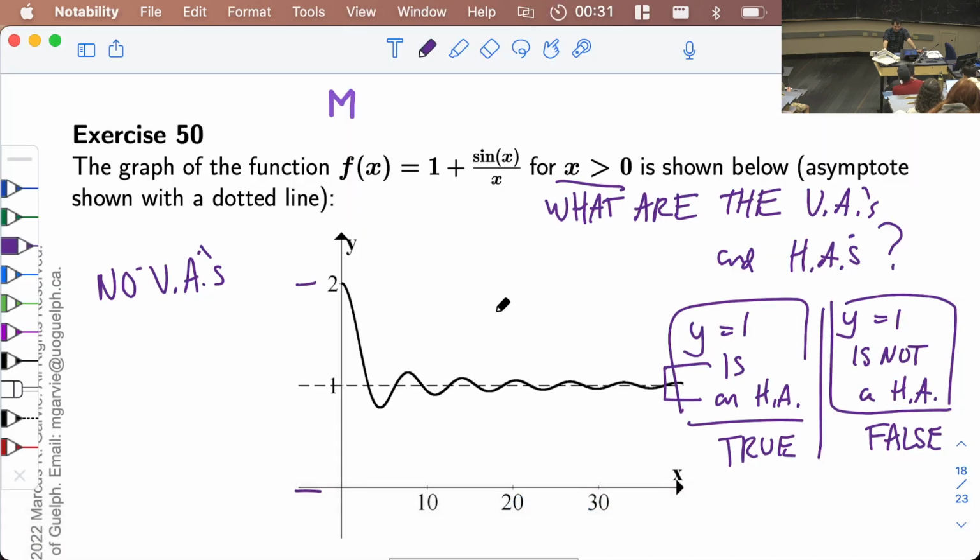Here's why people think it's true. It's true because we are getting closer and closer to y equals 1. This is the argument for true. Why could the answer be true?